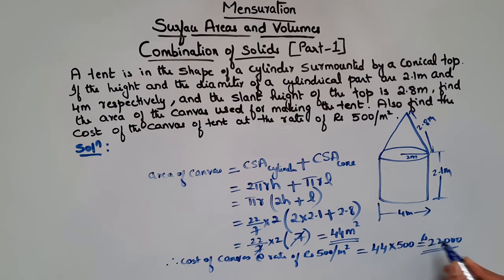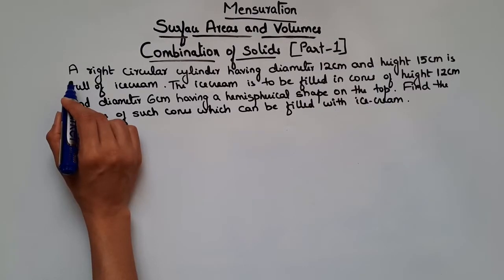So rupees 22,000. Therefore, the cost of canvas for 44 square meter at a rate of 500 per meter square is rupees 22,000. I hope this is clear. Now let's move on to the next problem. So now let's see this problem.